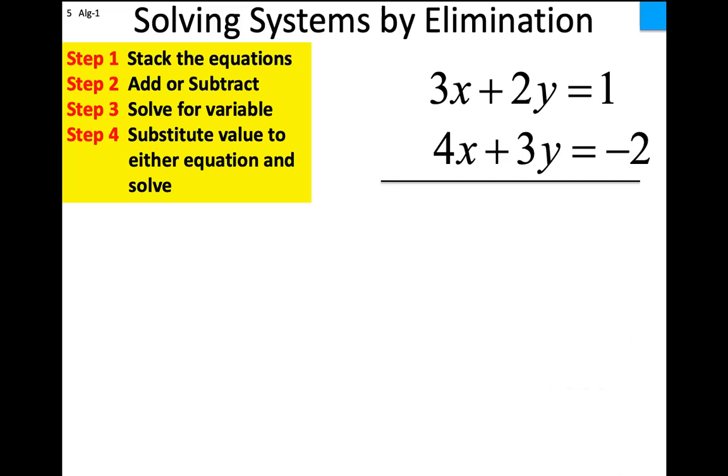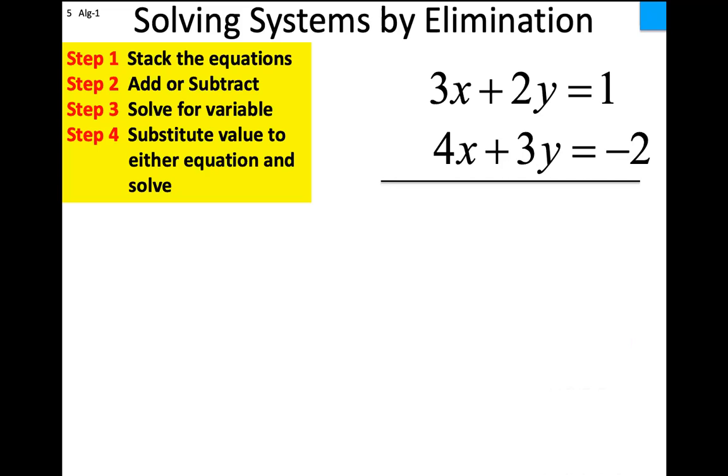3 times 7. Most people will do that in their head. Plus 2y is equal to 1. So we get 21 plus 2y is equal to 1. Oh, subtract 21 from everything. And now divide by 2. Subtract 21 from positive 1, that gives you negative 20. Therefore y is equal to negative 10. Therefore, the final answer is x equals 7, y equals negative 10.